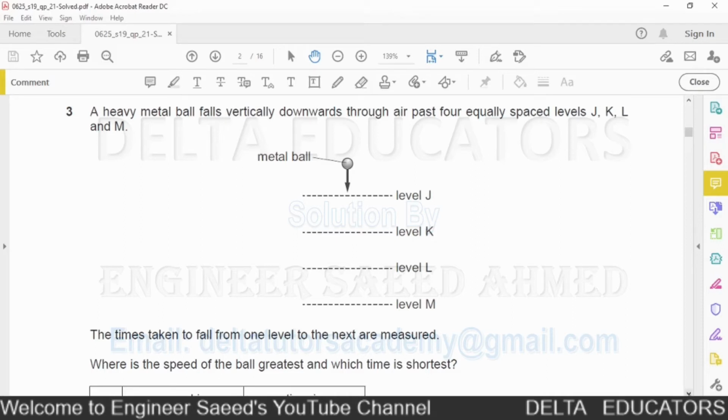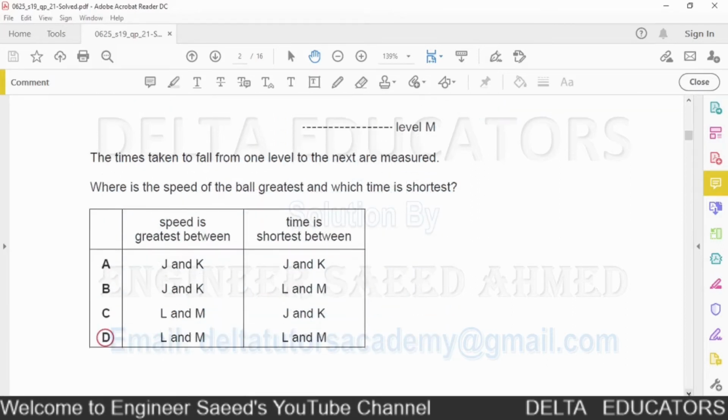Now we check the options. Speed is greatest between L and M. Time is shortest between L and M. It is given in option D here. So here our correct option, option D.